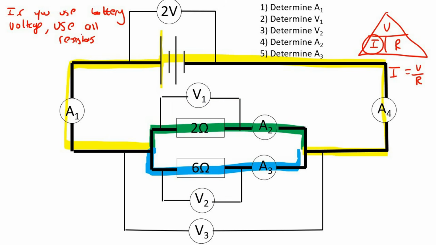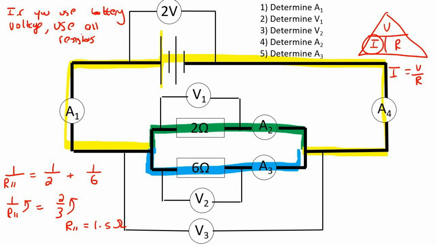Do we have any other resistors? No, we only have those two, so we need to go combine them in parallel. So the way that you do that is you say 1 over R parallel is equal to 1 over 2 plus 1 over 6. Then you're going to go type that on your calculator, and that'll give you 2 over 3. Then you're going to flip both of these upside down, so you end up with R parallel equal to 3 over 2, which is the same as 1.5 ohms.